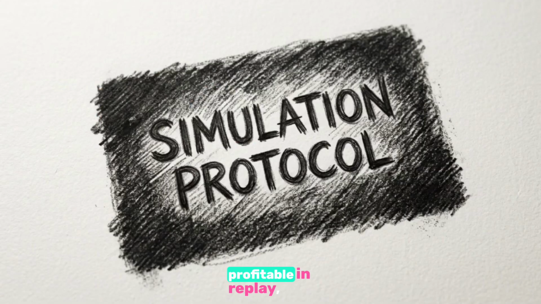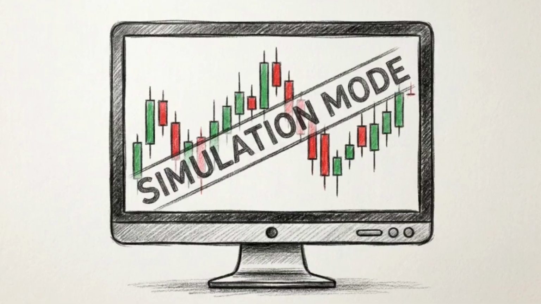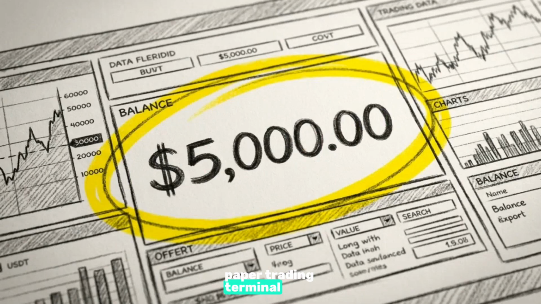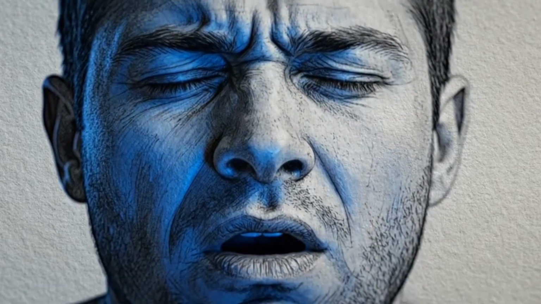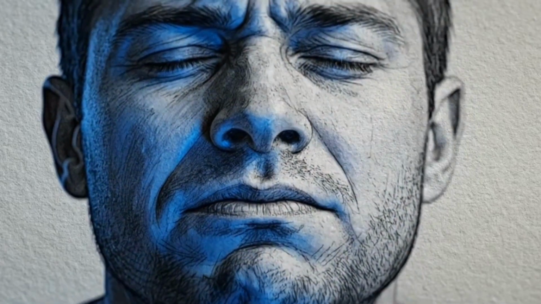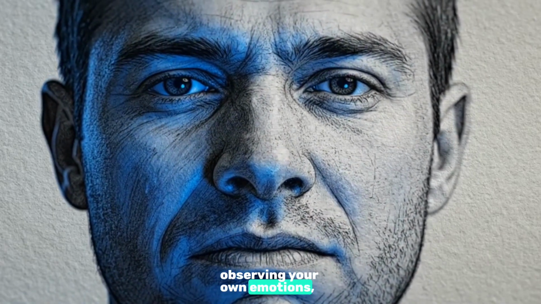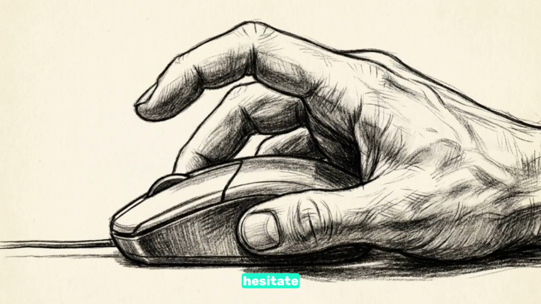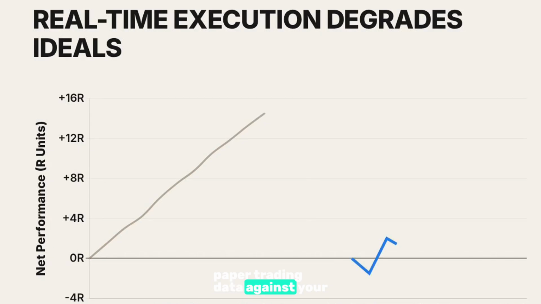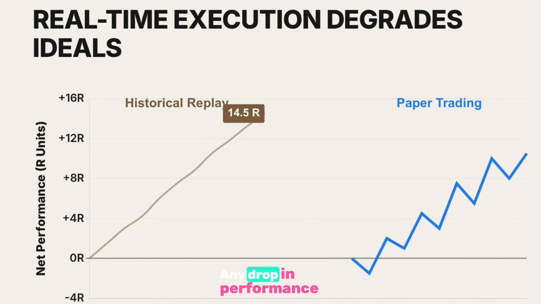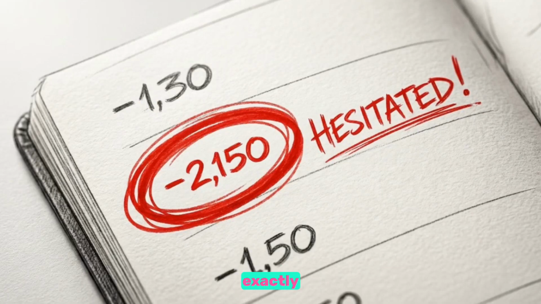Once your strategy proves profitable in replay, you advance to stage 2, the live, moving market, but using a paper trading simulator. Here, you will connect to a paper trading terminal and set a realistic starting balance. Now that the market is moving in real time, you need to practice metacognition. This means actively observing your own emotions, tracking whenever you feel the urge to hesitate or deviate from your rules. You then compare your paper trading data against your historical replay data. Any drop in performance usually highlights exactly where your emotions are interfering with your strategy.